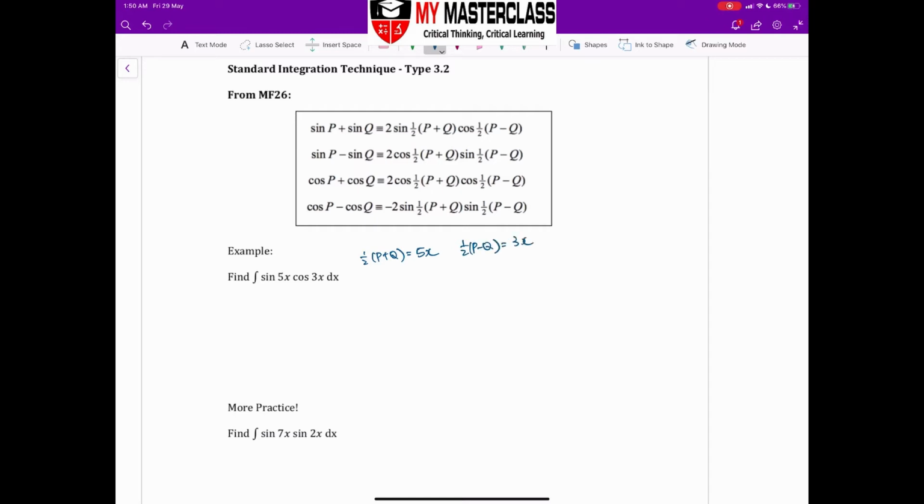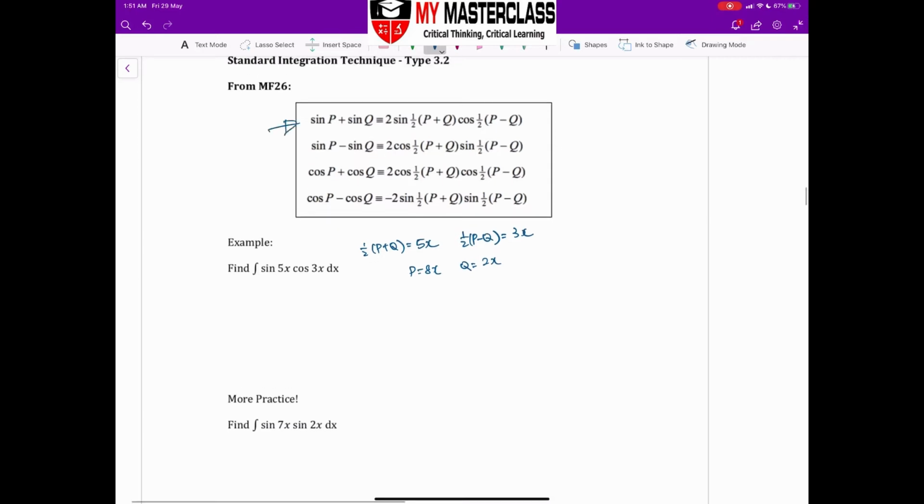From here you're supposed to figure out the p and q accordingly. If you do a simultaneous equation, you should realize that p is equal to 8x and q is equal to 2x. You can stop this video and try out the simultaneous equations. From here, I'm going to change it to sine p plus sine q using my first formula. Don't forget there's a 2 in front, so I must bring the 2 over. So we have the integral of sine p, and in this case p is 8x, so sine 8x, plus sine q, and q is 2x, so plus sine 2x.